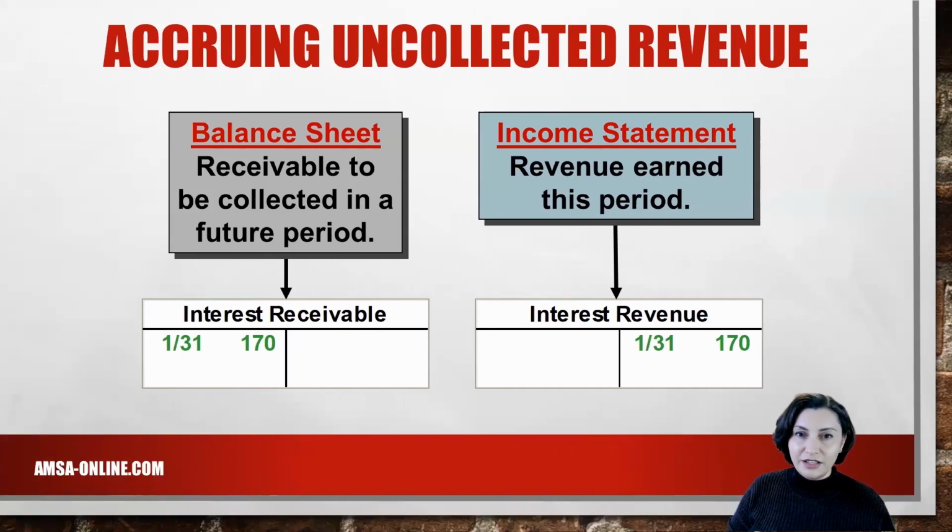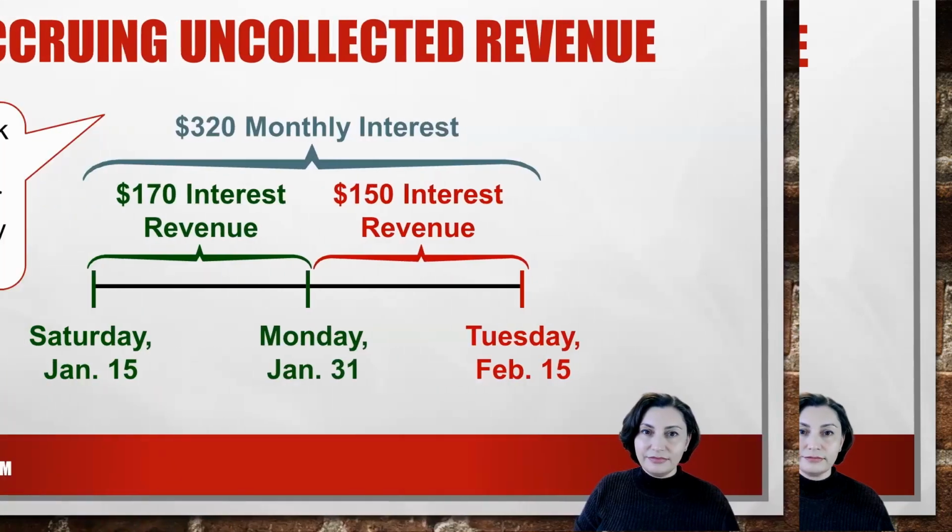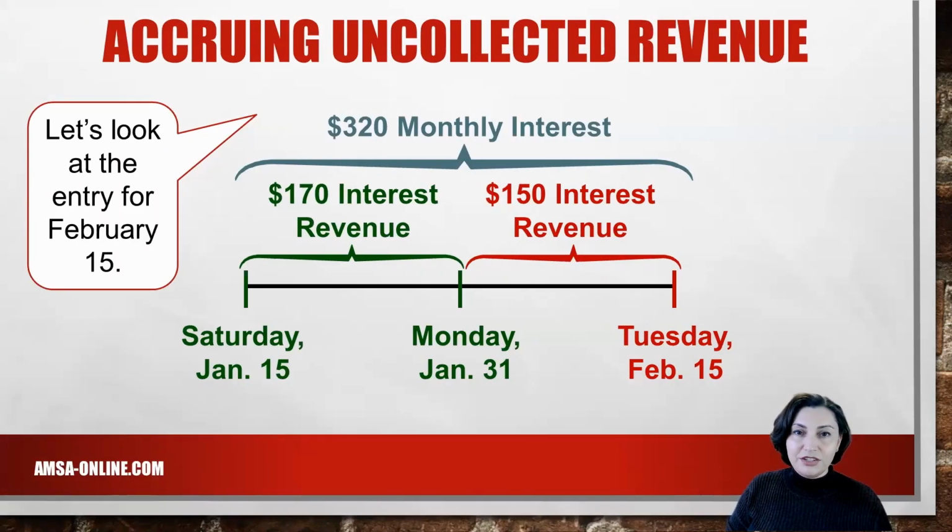The asset, interest receivable, will appear on Webb's balance sheet at January 31st. The interest revenue account will be shown on Webb's income statement for the month ended January 31st. Webb earned an additional $150 from the 1st of February until the 15th, when interest was paid.